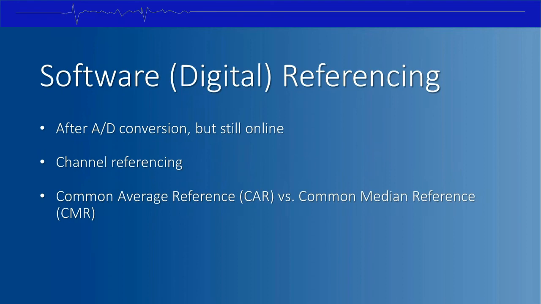Something that we can demonstrate today is software or digital referencing. This is another option for getting rid of noise. This is where the reference is applied to the already digitized signal, but still online. There are two options for software or digital referencing. There's channel referencing, using one recording channel as a reference for others. It's important to note that the channel selected to use as a reference in this way should have common artifact to the other channels, but not common signal of interest. The other option is common average referencing or common median referencing. This enables the user to use the average or median of a group of channels as the reference.